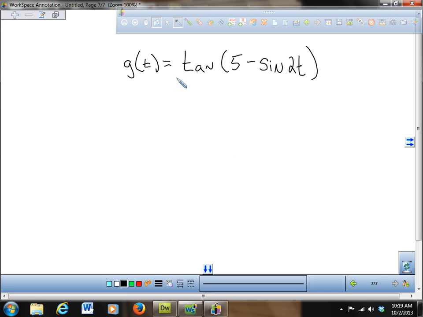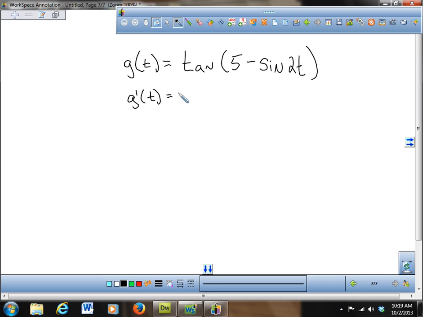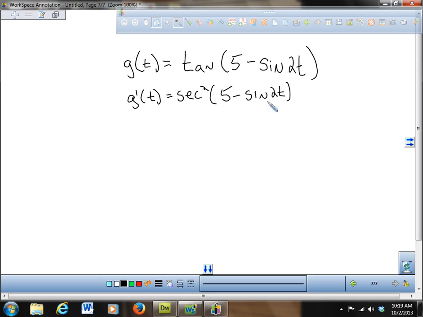Let me just do it without using any of the u stuff and see if you guys can follow it. What's the derivative of tangent? Secant squared. So g prime of t is equal to secant squared of this thing, 5 minus sine of 2t. Now I have to take the derivative of this inside function. What's the derivative of 5? 0. What's the derivative of sine of 2t?